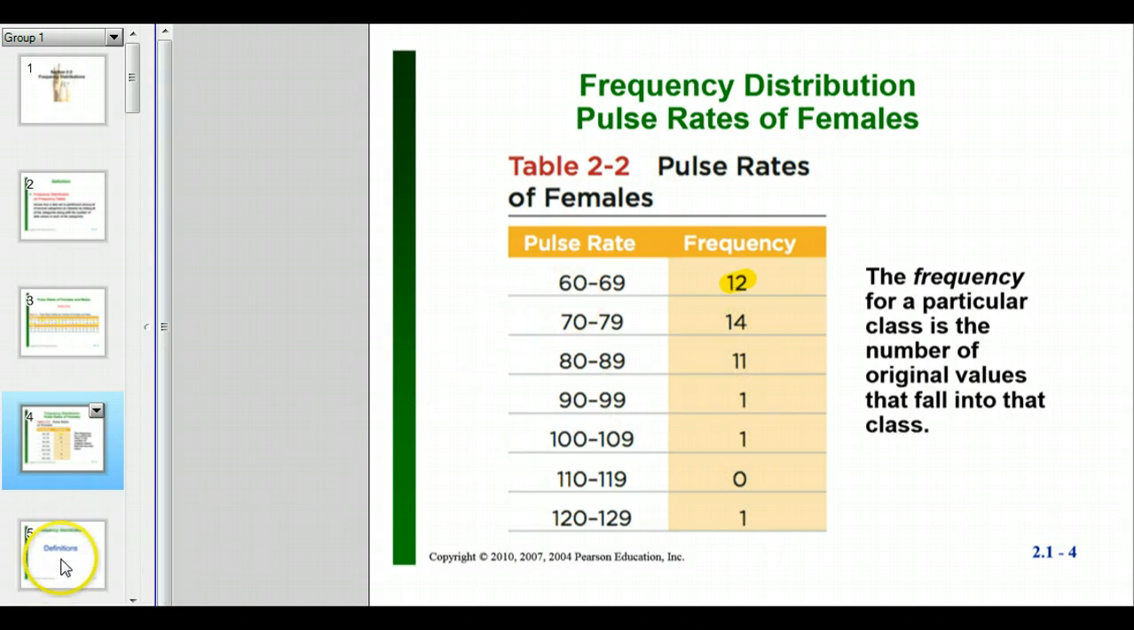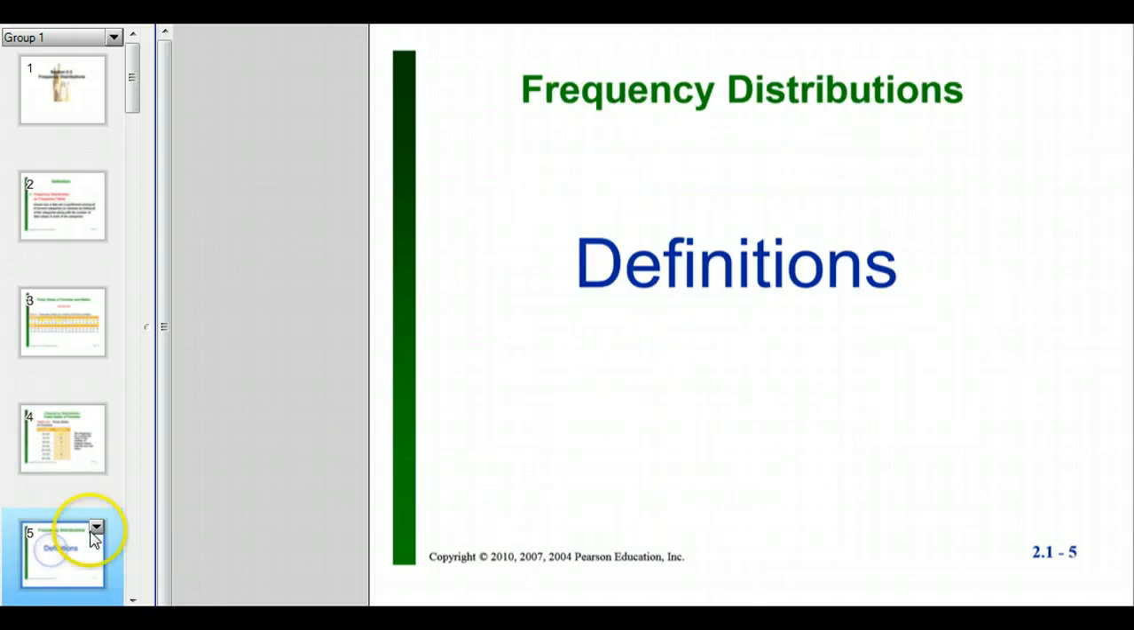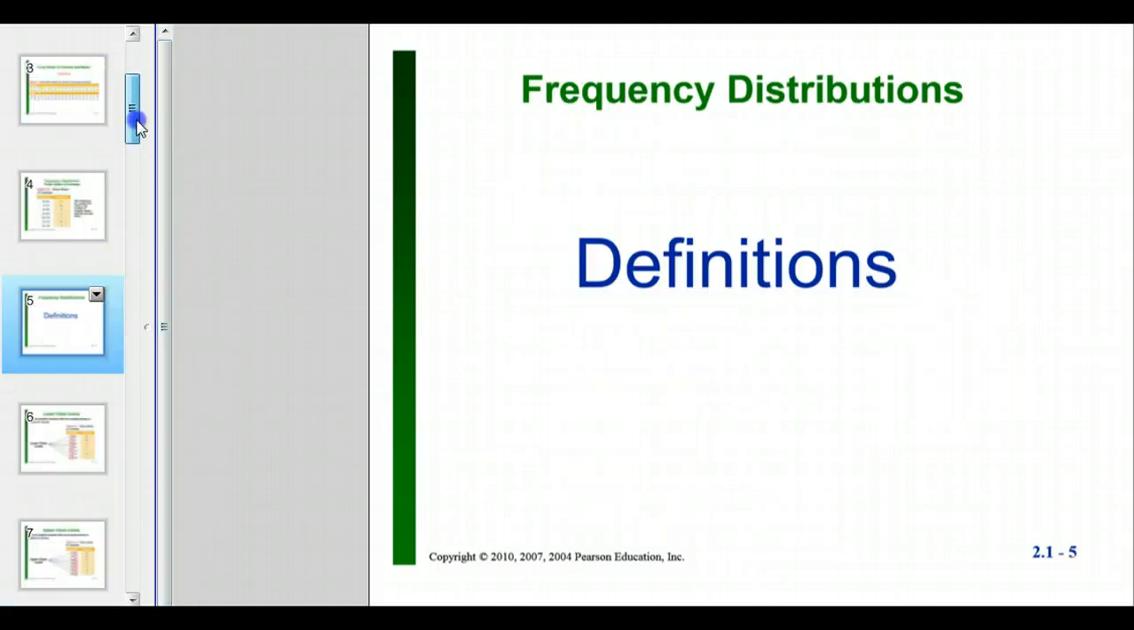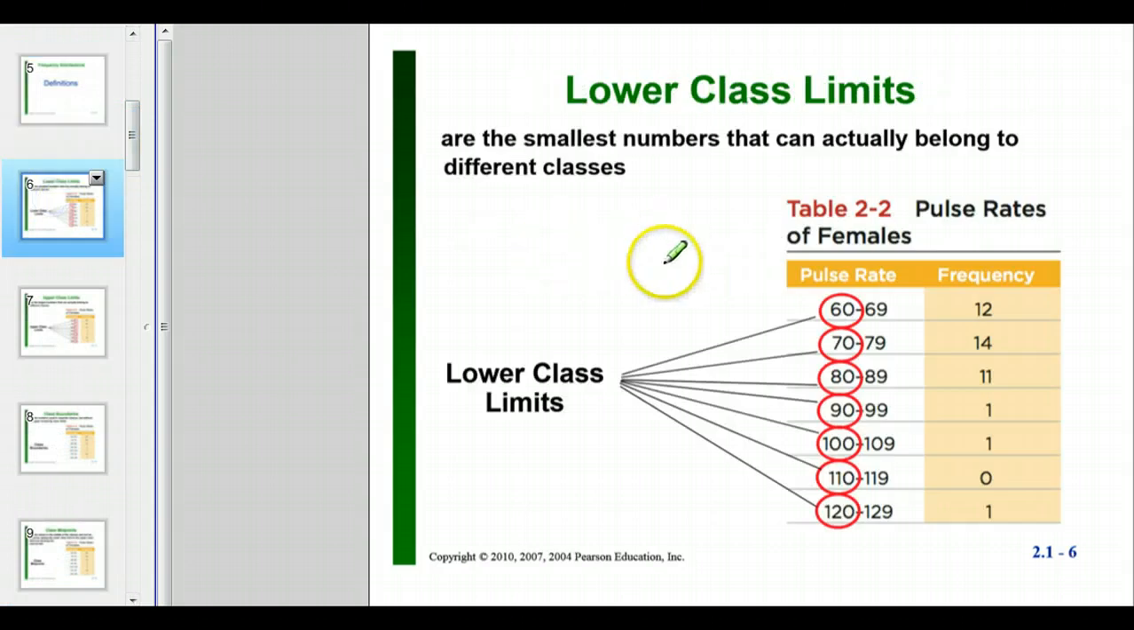Alright, now breaking down this left hand side, the classes. So you'll see that everything has like a name. So the class limits are the upper and lower values on here. So lower class limits are the lower numbers, upper class limits are the upper numbers.